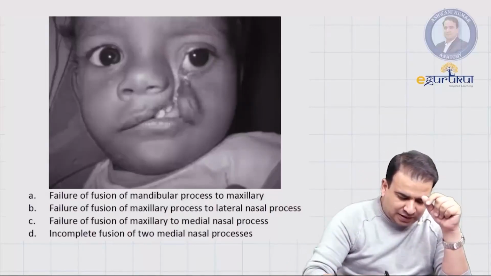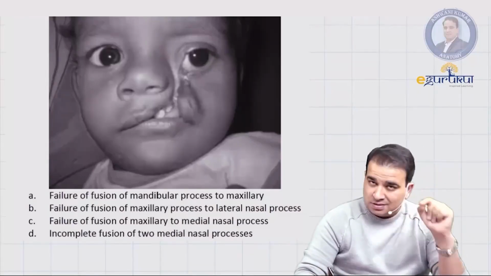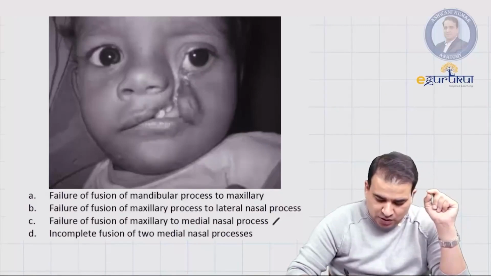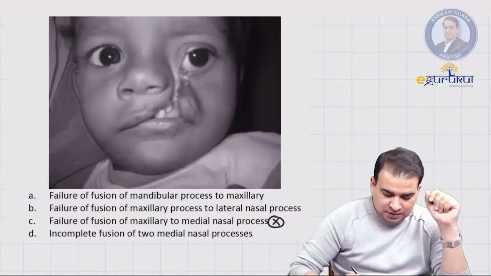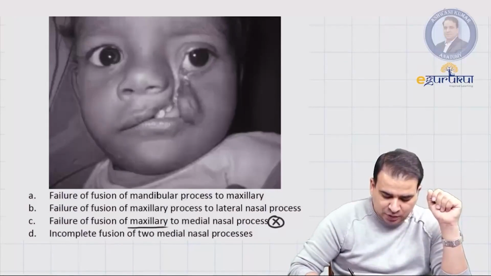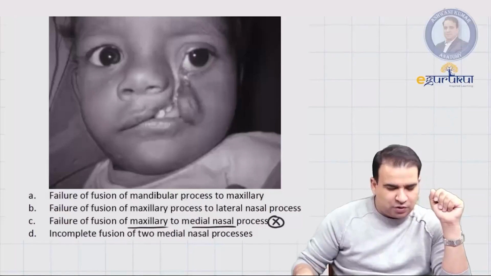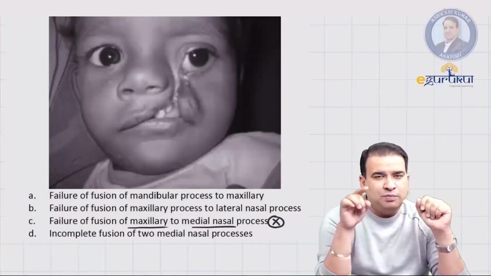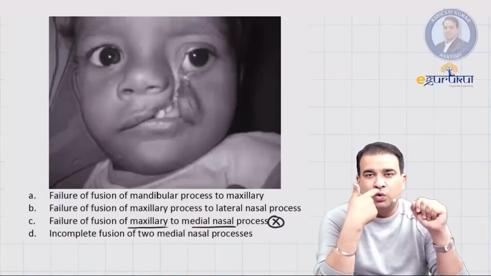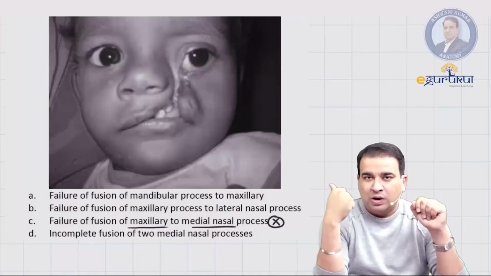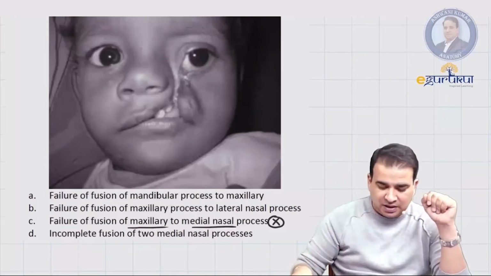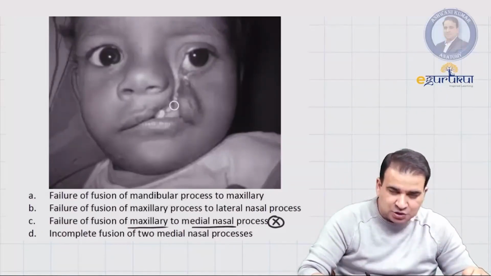Now, if you're thinking the right answer to this question is C, then you are actually going wrong, because C is not the right answer, guys. C says it's a non-fusion of maxillary and medial nasal process. Non-fusion of maxillary and medial nasal process gives rise to only cleft upper lip. This is not the case of cleft upper lip only. It is actually a facial cleft. This is a condition of the facial cleft.